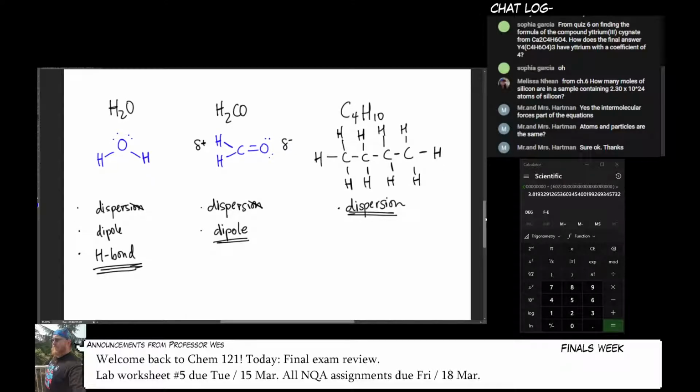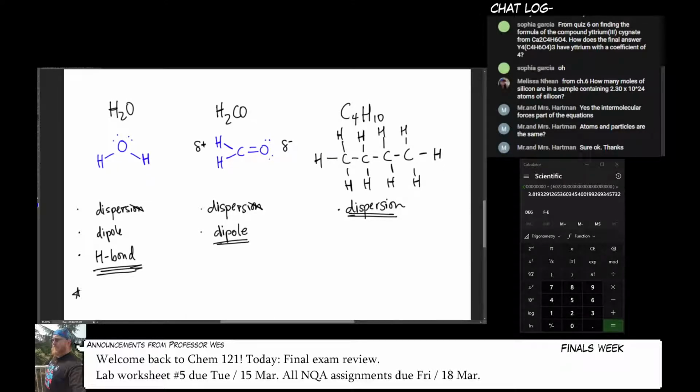And so what we would conclude is we would say stronger intermolecular forces hold molecules more tightly together.